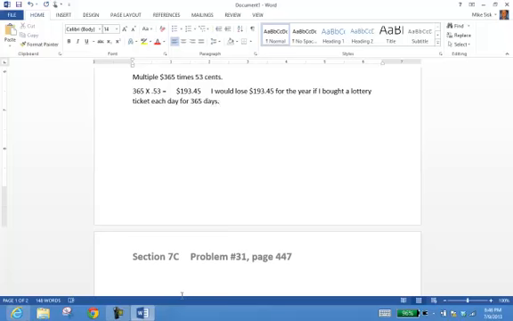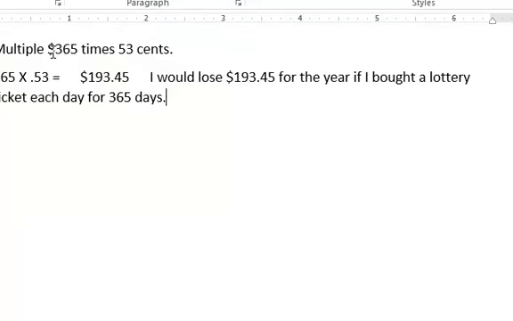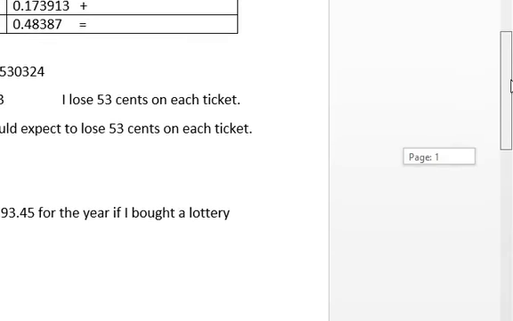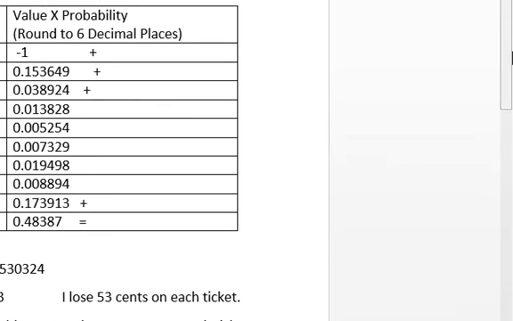I'm spending $1 on each ticket, so I'm spending $365, and I'm losing 53 cents based on the calculation I did up here with the table. Now for some people this gets very confusing. This is where you need to read the textbook page 441, you need to replay my video, or you need to ask someone for help. I hope this gives you some benefits in doing the two problems that I've assigned in exercise section 7C.